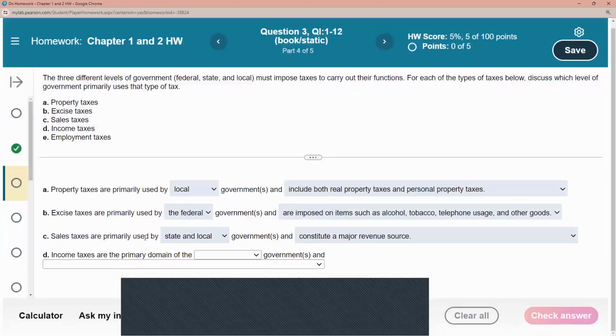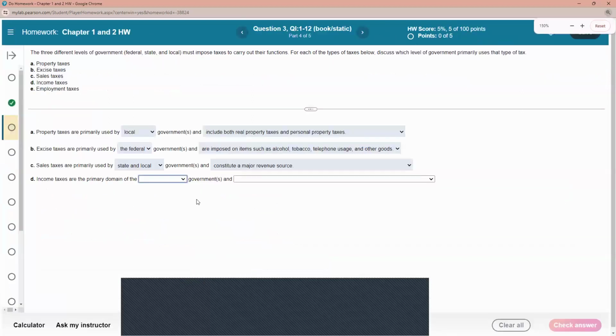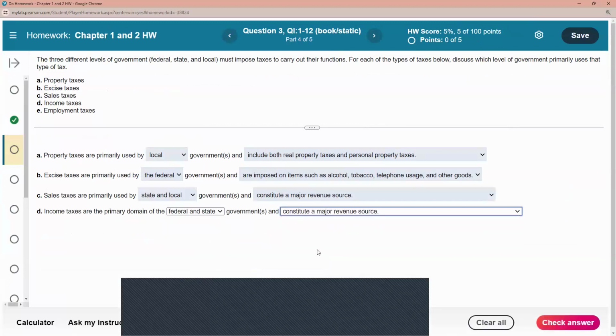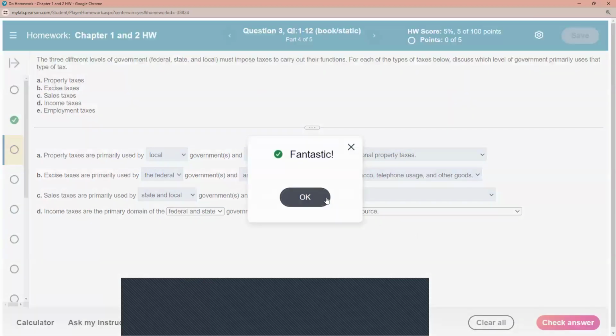This brings us to D, income taxes. As we know, income taxes are the primary domain of both the federal and the state government. And they constitute a major revenue source.